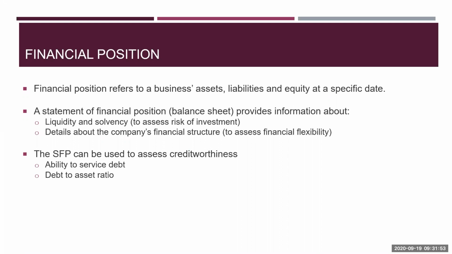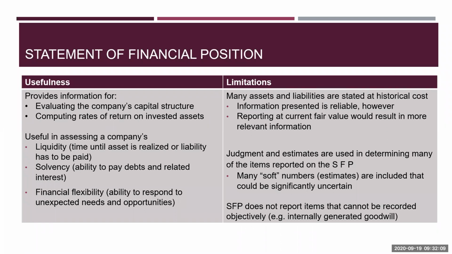Okay, so one of the things that we check in assessing the creditworthiness of the business is their ability to service their debt or to pay their maturing debt, and we check that through a debt to asset ratio. So these are some of the goods and bads of your statement of financial position. The usefulness is that you are evaluating the company's capital structure. So knowing what type of assets they have, how much liabilities they've got, what type of shareholders' equity they have, that is the capital structure for the business.